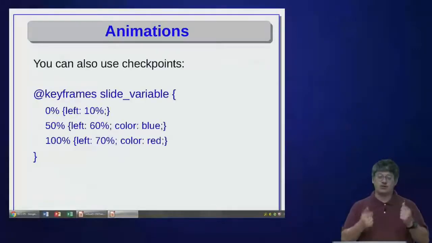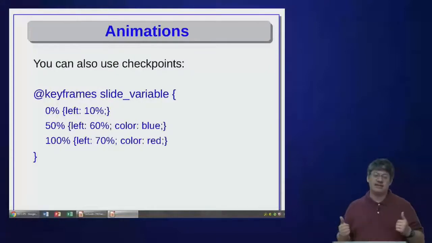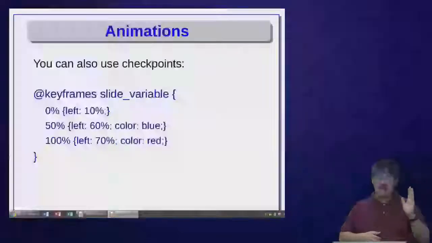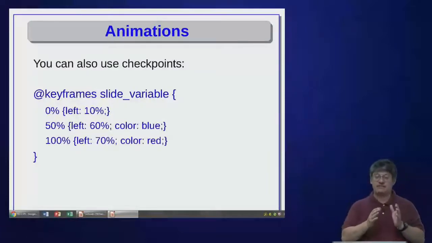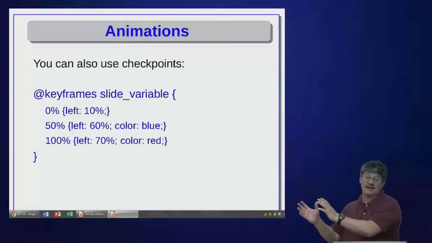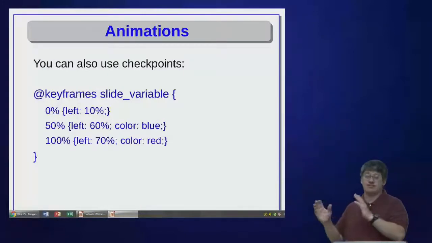Instead of from and to, you can use checkpoints. So here I've got a slide variable keyframe that I've created, and at 0%, it's going to be 10% from the left. At 50% of the time, it's going to be 60% from the left, and it'll change the color to blue. By 100%, by the end of the animation, it'll have slid left 70%, and it'll be colored red. So it's going to animate the position and the color.